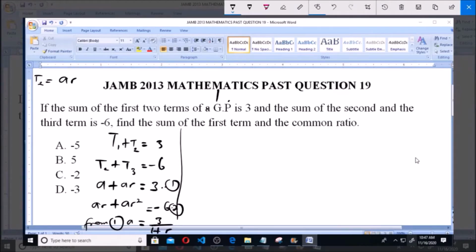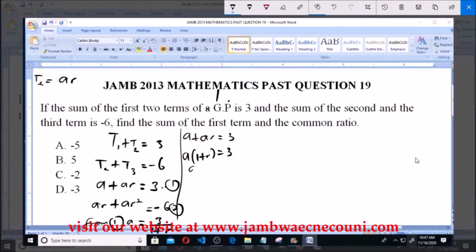We got this from equation 1: A plus AR is equal to 3. It simply means that A into 1 plus R is equal to 3, and so A is equal to 3 over 1 plus R. So that's how we got this.